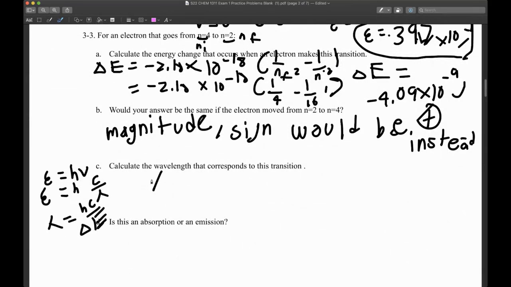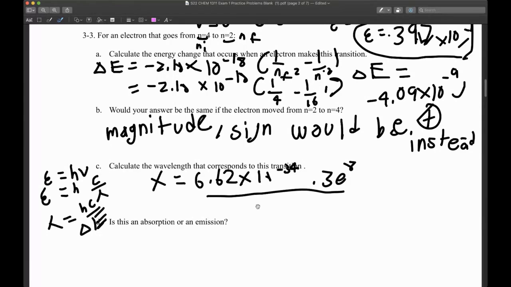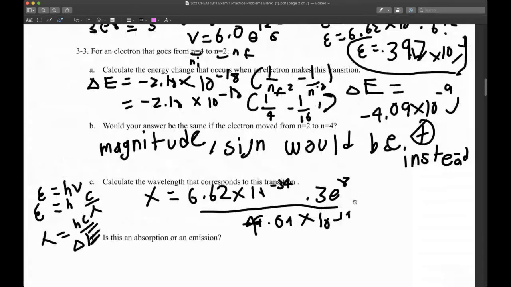So therefore, we can get 6.62 times 10 to the power of negative 34 times 3 times 10 to the power of 8 over negative 4.09 times 10 to the negative 19, I believe is the answer, right? Yeah, okay.